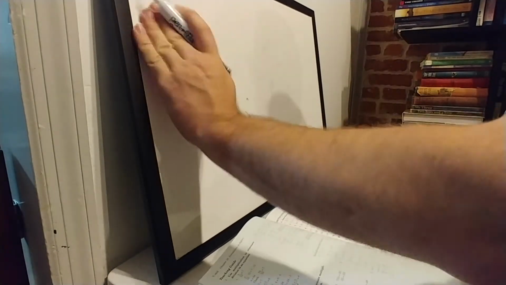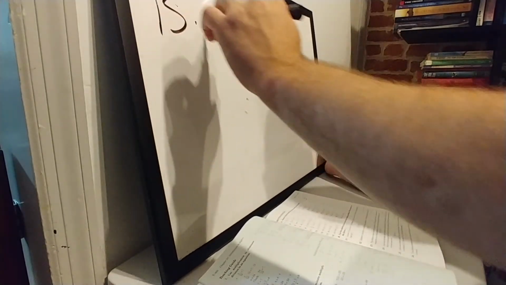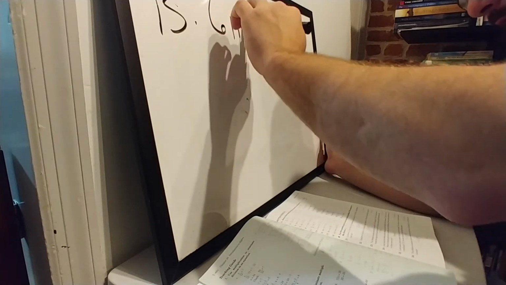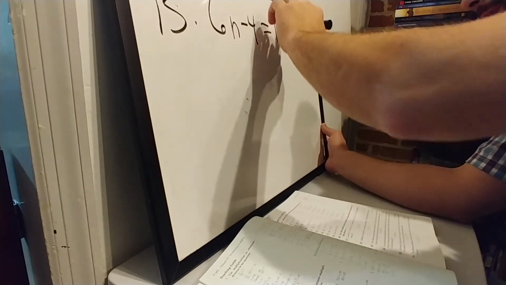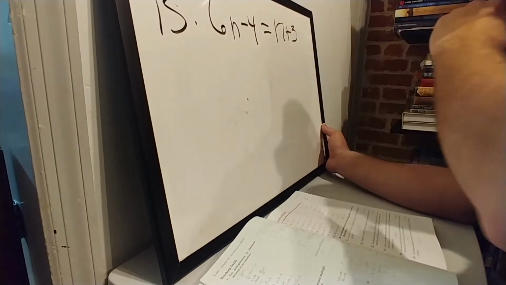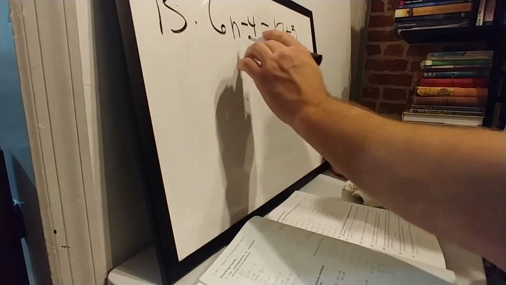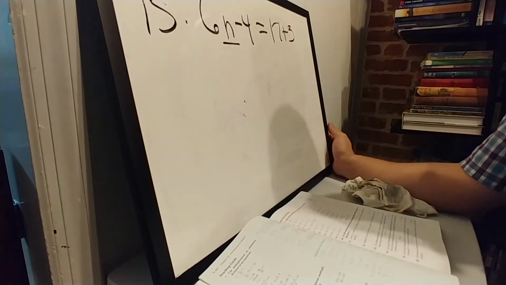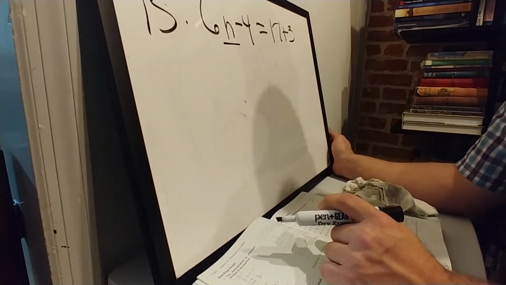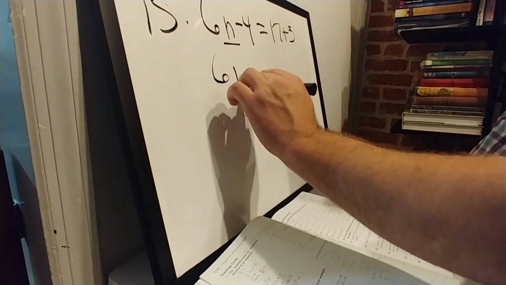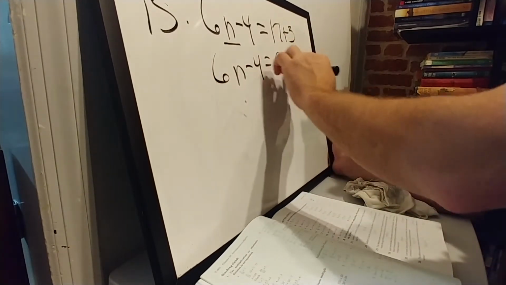All right, let's do another one. Let's go down to number 15. So 15, we have 6n minus 4 equals 17 plus 3. All right, so here we got two things that we need to get rid of to get down to just n. We have to get rid of the 6 and the 4. So first, let's do what we can. 6n minus 4 equals 20.